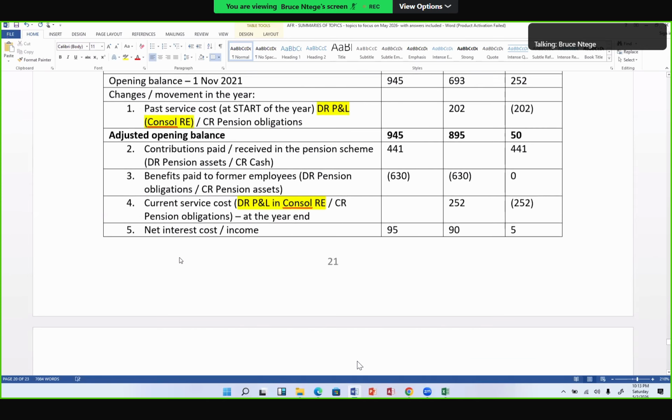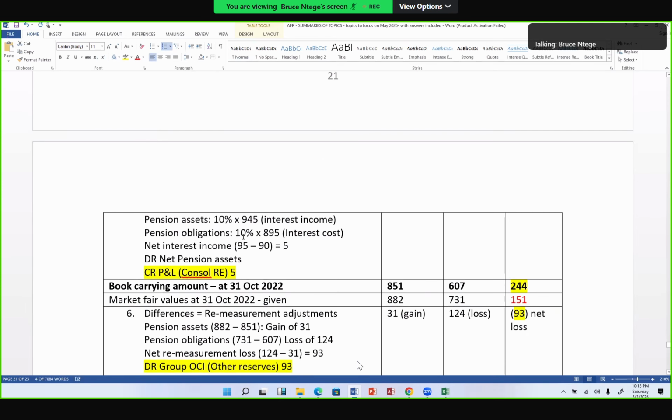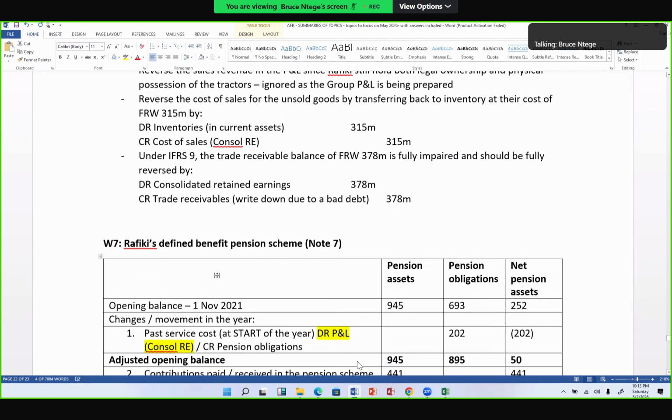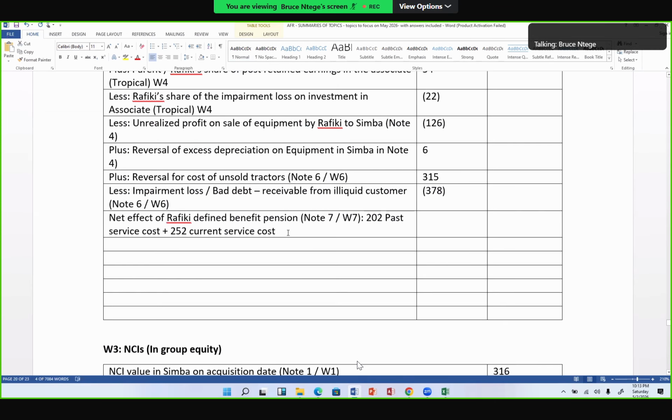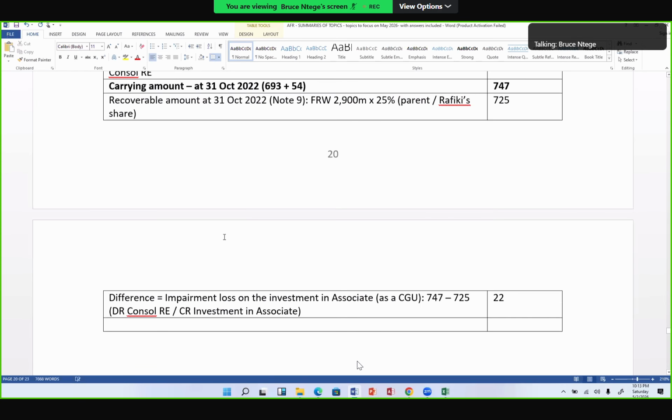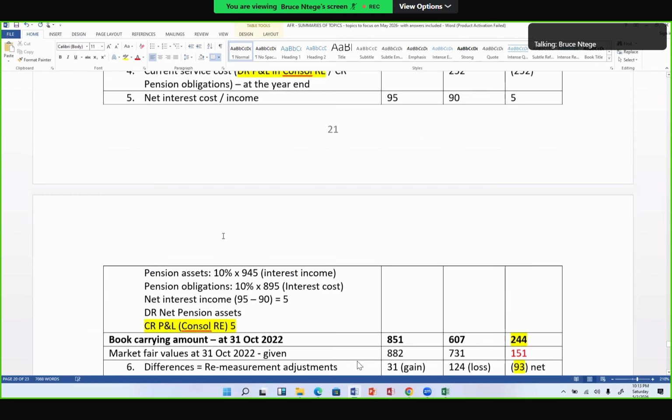Then the next posting is, so this is done. Then the other is the net interest income of 5. Net interest income reduces the expenses. So I'll go to that working and say minus the net interest income, which is 5. You're crediting or reducing the expenses that you've so far put there by 5. That's the other highlighted yellow, which I had not done.